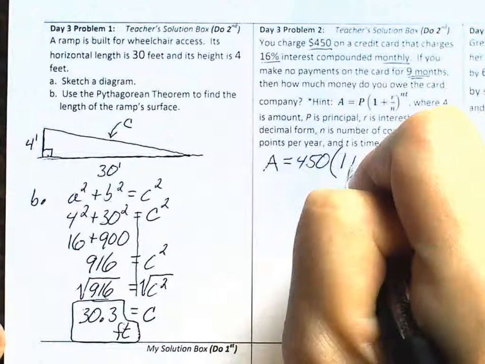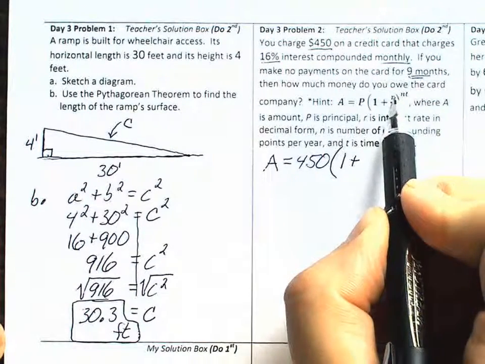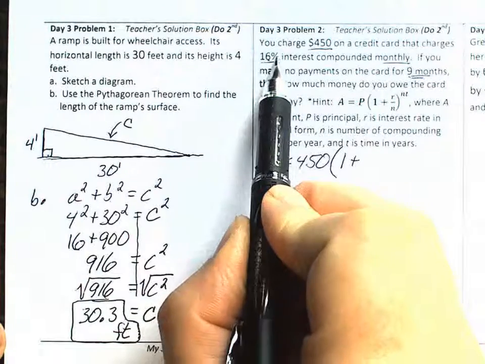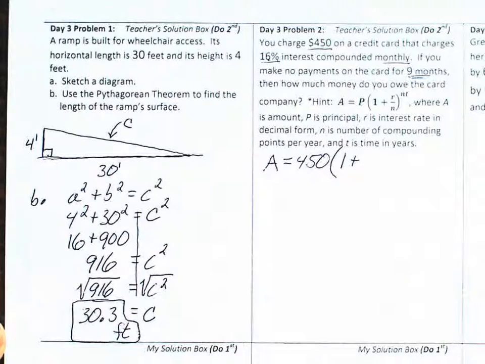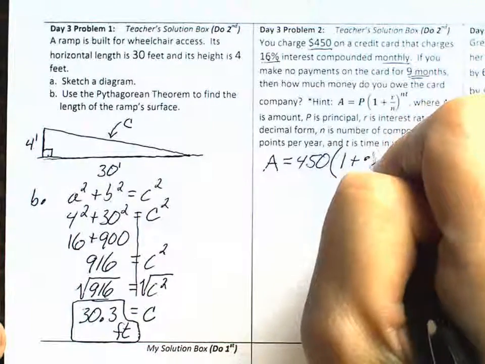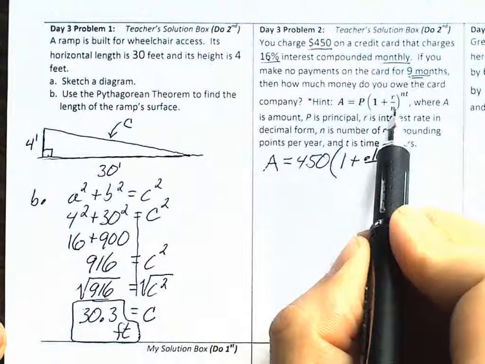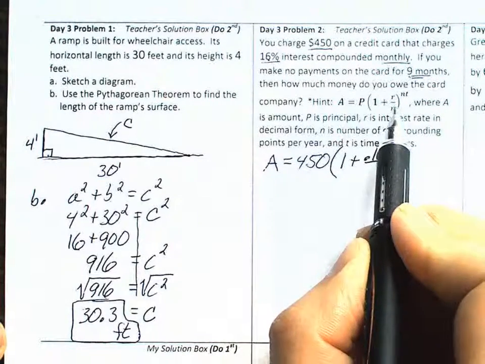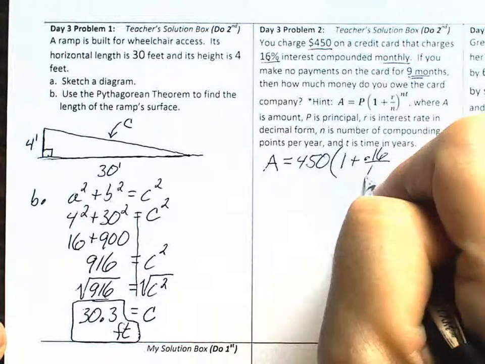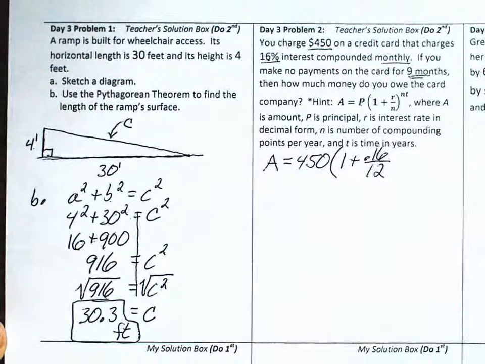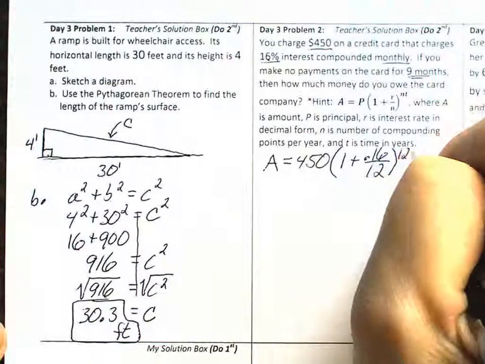And then 1 plus, okay, the letter r is the interest rate, done as a decimal. So when it says 16%, that's written as a percent. Let's change 16% to its decimal version, 0.16. Over. Now the letter n, the number of times per year that interest is compounded. It says compounded monthly. The word monthly means 12 times per year, once every month. And now the exponent. The letter n is 12 times.